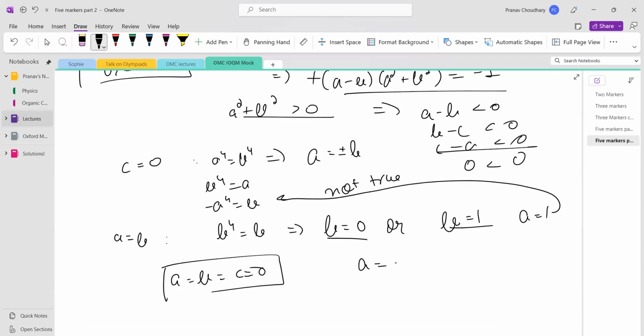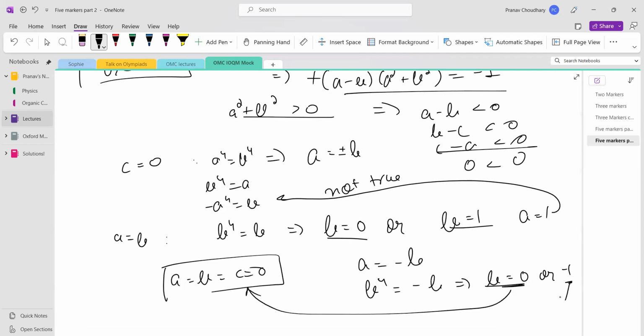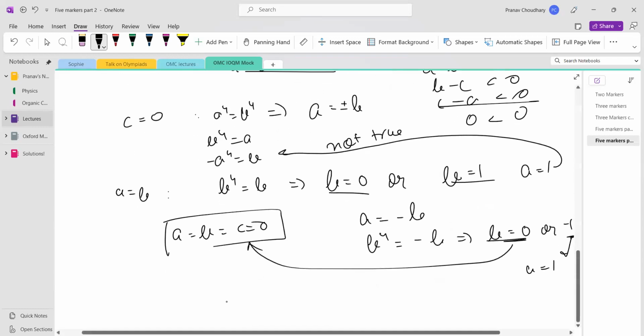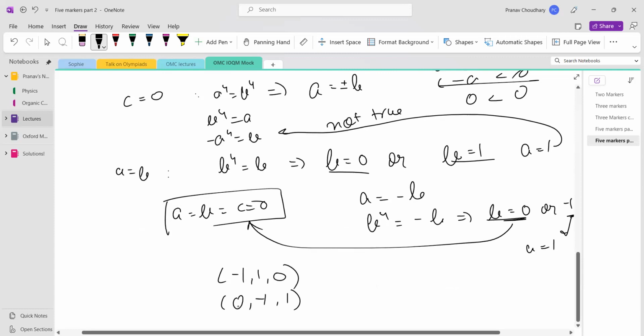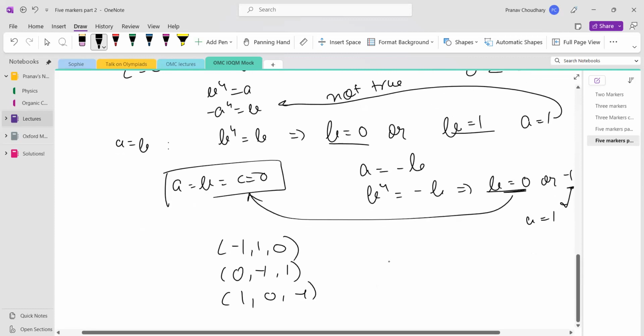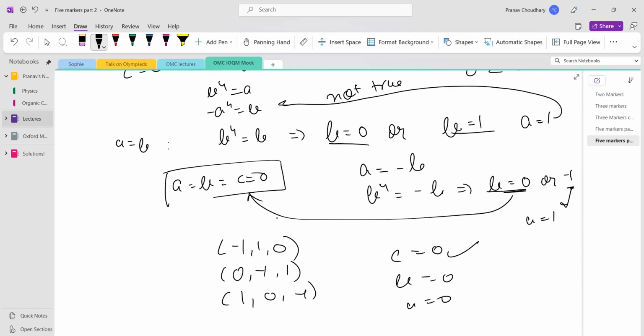So let's now see what happens when a equals minus b. Then b to the power 4 equals minus b. This implies b can be 0 or minus 1. The 0 case is already done. It will give you this solution. For b equals minus 1, you'll have a equals 1, and all the three equations are satisfied. So minus 1, 1, 0 is one solution. And similarly, you can get cyclic shifts of this. Basically, you'll get 0, minus 1, 1 as another solution and 1, 0, minus 1 as another solution. You can check that c equals 0 we did, b equals 0 and a equals 0. So you get four solutions, these three and 0, 0, 0. So the answer is 4.